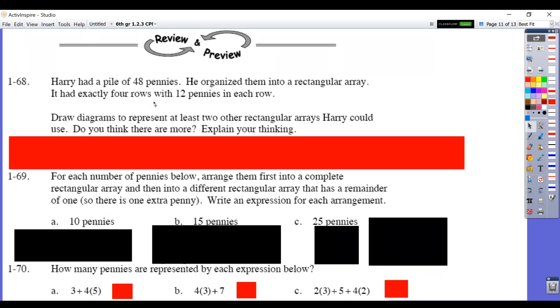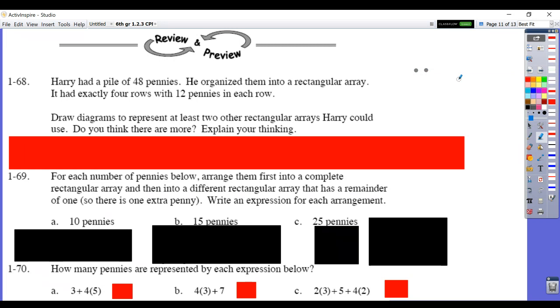They want you to draw diagrams to represent at least 2 other rectangular arrays he could use. In other words, are there other rectangles that he could create with 48 pennies, where we'd end up with no leftover pennies, and it would complete a rectangle? So they want you to draw diagrams to represent that. All you need to do is put dots for representing the pennies.